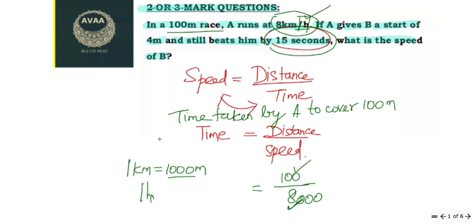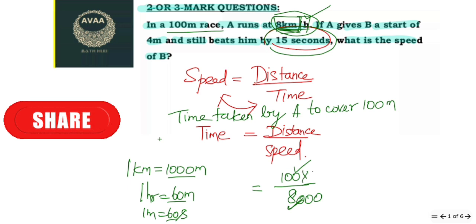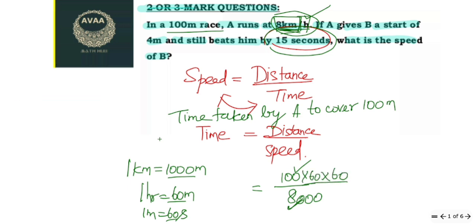We know that 1 hour is equal to 60 minutes and 1 minute is equal to 60 seconds. So we are going to multiply by 60, and again multiply by 60, because we want to convert our 8 km per hour into seconds. Per hour means divided by; the slash means divided by. So that's why we are writing here 8000 divided by 60 times 60.